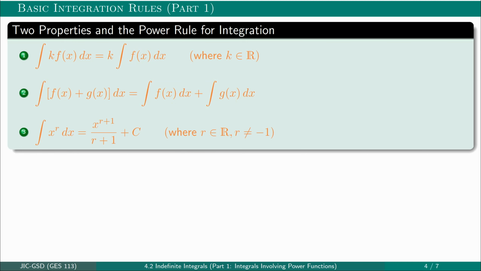And the third one is called the power rule for integration. It says that if you have integral of x raised to some power r dx, then this will be equal to x raised to r plus 1 divided by r plus 1 plus the constant c. Take note here that we just have to add 1 to the power r, and whatever is r plus 1, we have to make it the denominator. And also, r here cannot be negative 1.